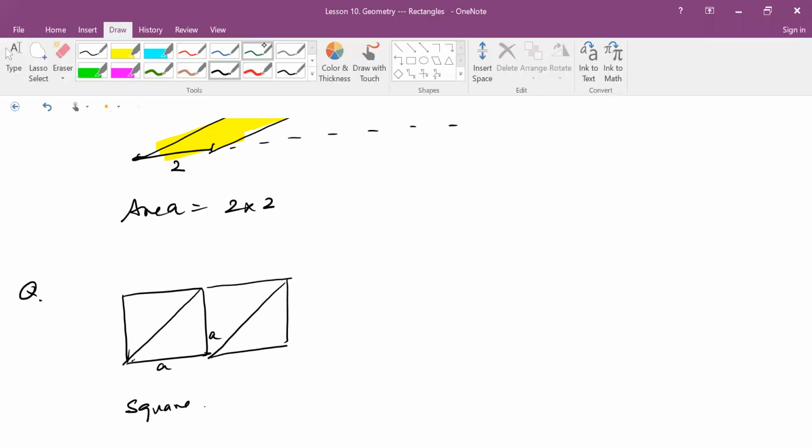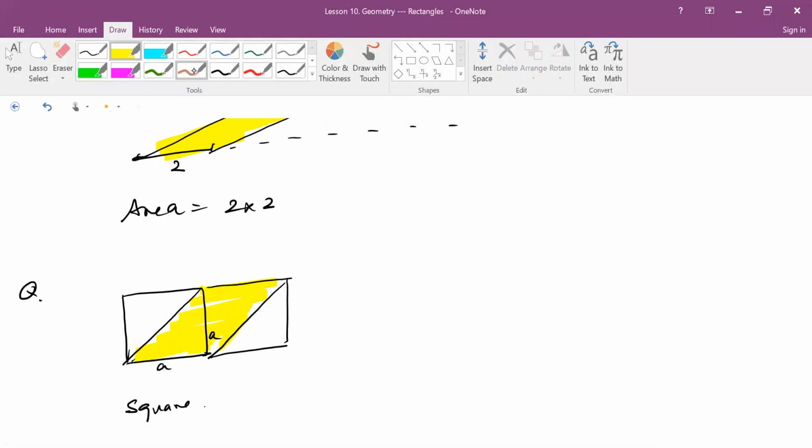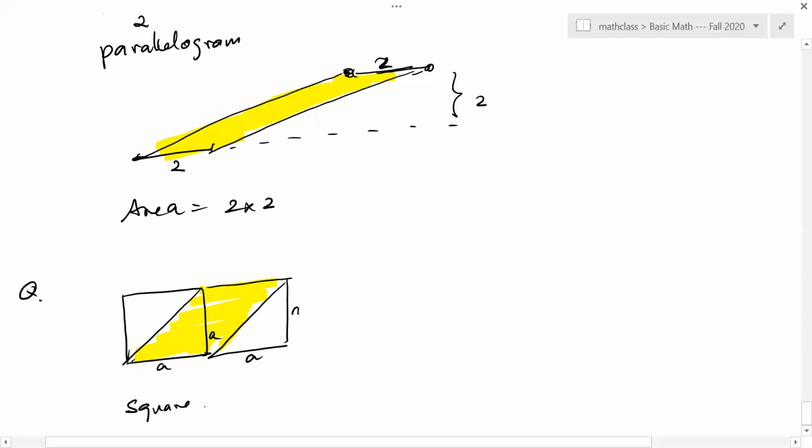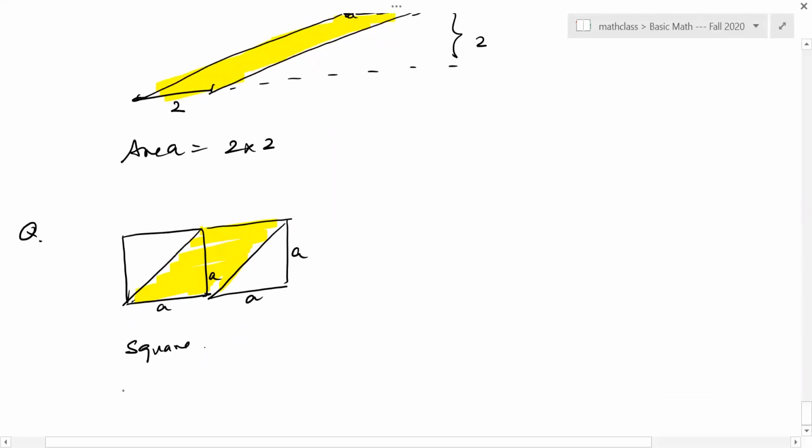My question is, there are two squares here, right? This is A, that's A. Two squares. What is the area of the shaded region?